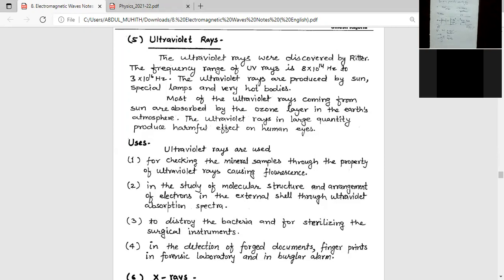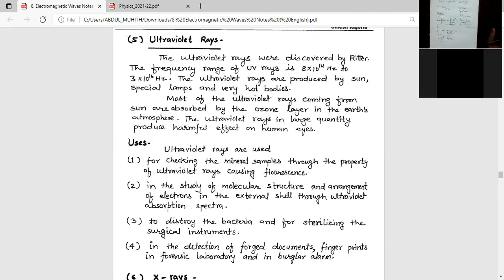The second one is sterilizing the surgical instruments, like the blades, forceps, or scissors we use for surgery. Even though they are cleaned with Dettol and all, they may have some bacteria. So they are kept in UV or gamma rays, exposed so that the bacteria get killed.